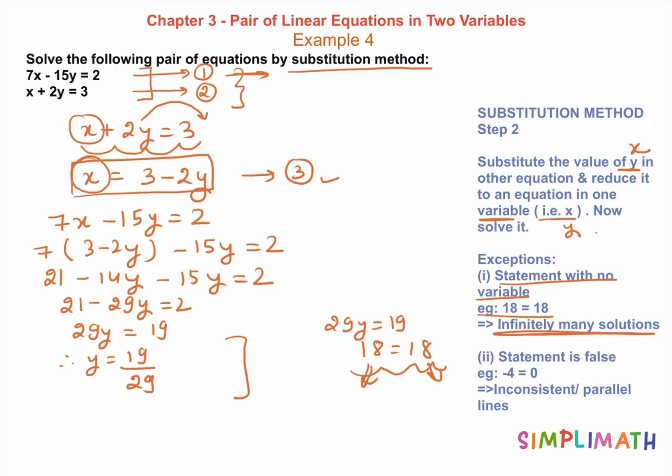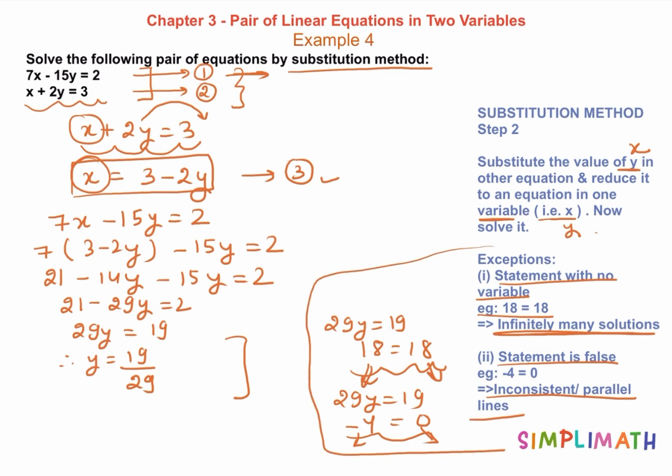And the second case can be that the statement is false. For example, here we have 29y equals to 19. But what if in LHS we get minus 4 and in RHS we get 0? So here LHS is different and RHS is different. Also, there is no variable. So in such cases, the pair of linear equations are inconsistent or parallel. But for the given pair of linear equations, we have not come across any of these exceptions.